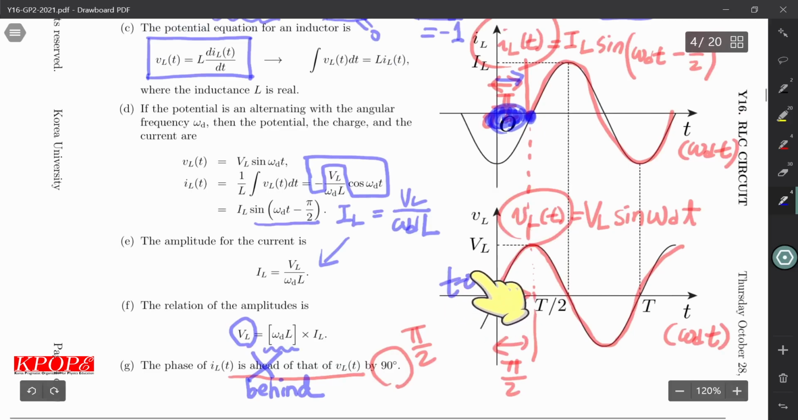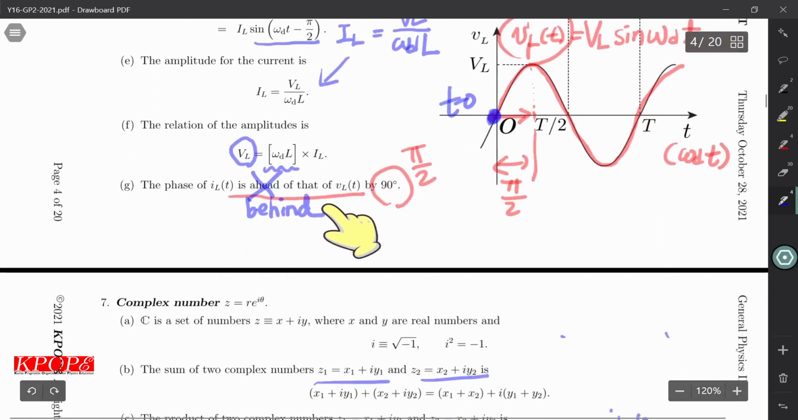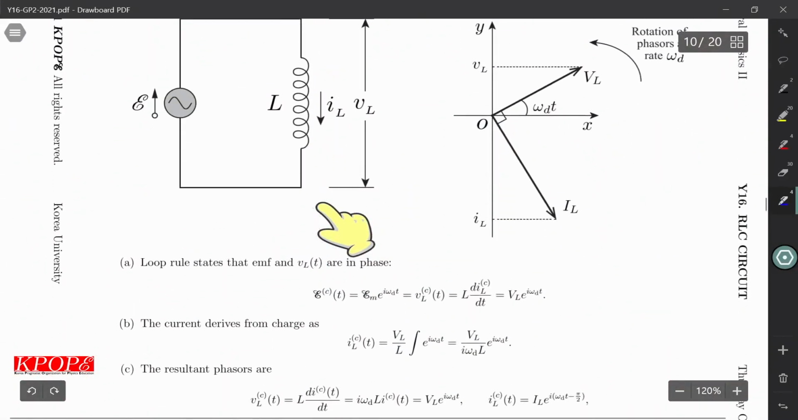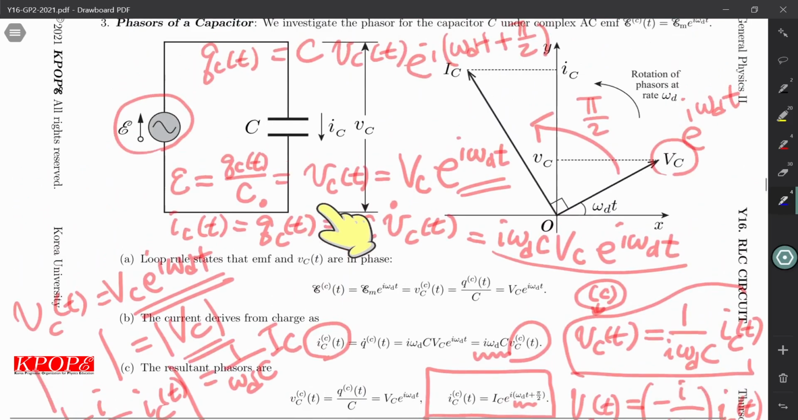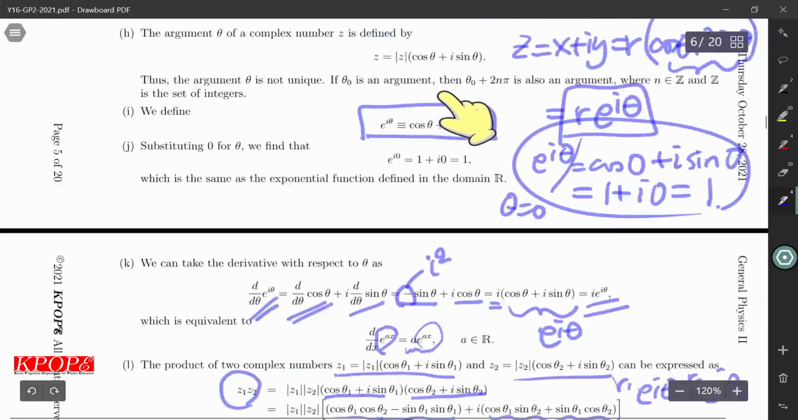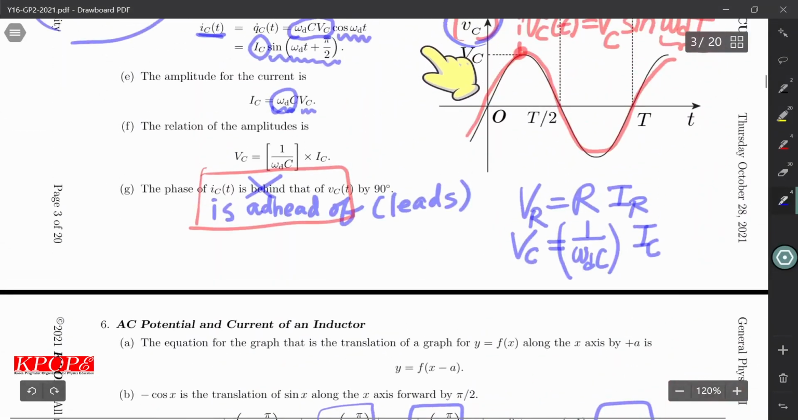At t equals 0, this 0 happens. At t equals half of pi over omega, the same event happens. All right? Therefore, if we make use of phasor, IC leads by 90 degrees. Let's see. IC leads, ahead of.